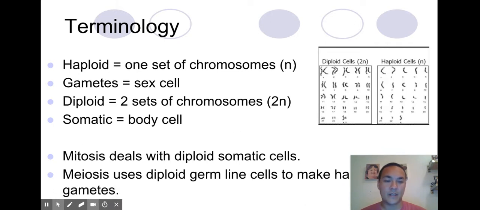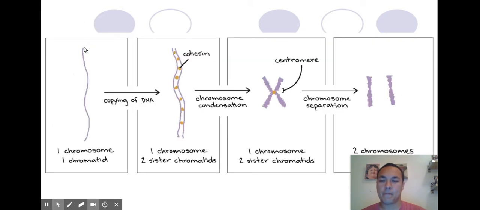There we go. All right, I'm sorry my head's covering up again. This is just some helpful terminology.